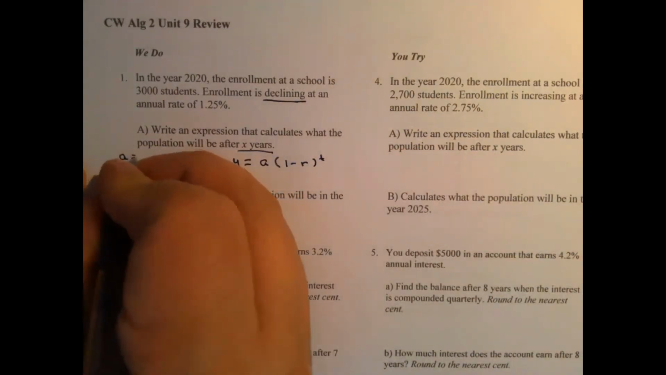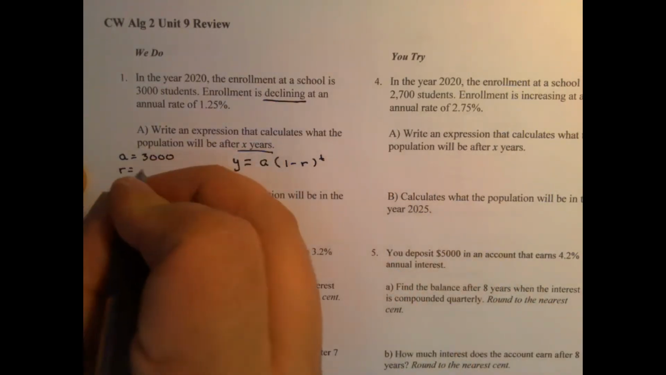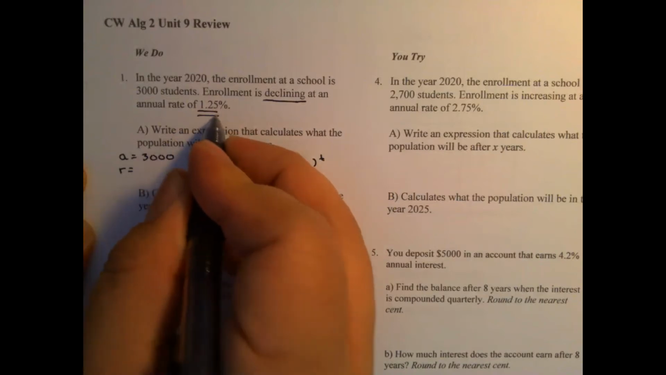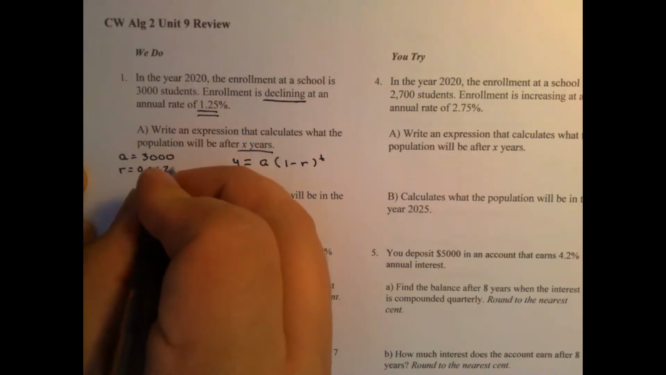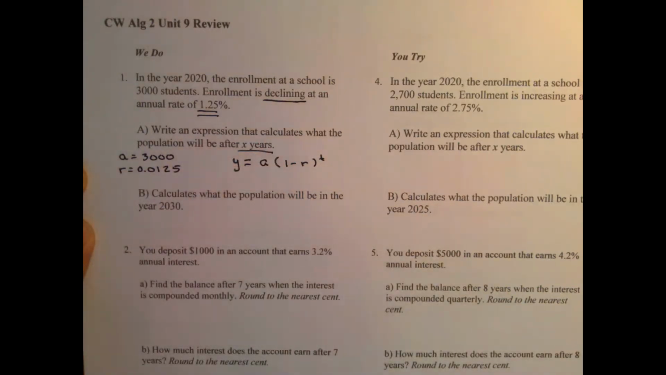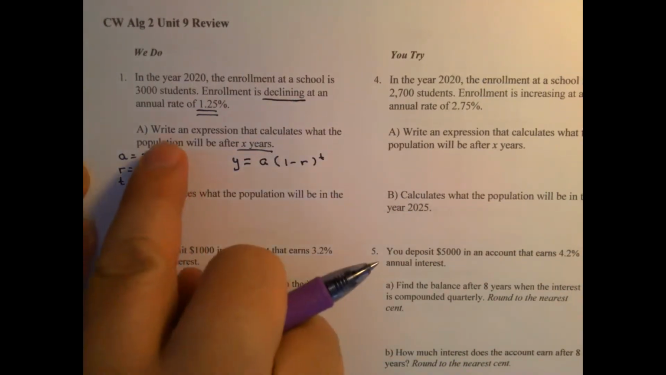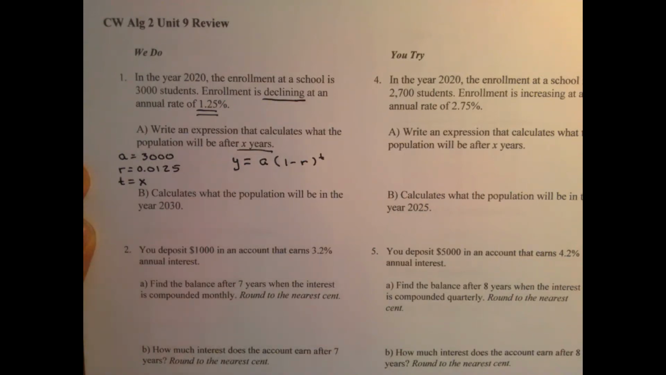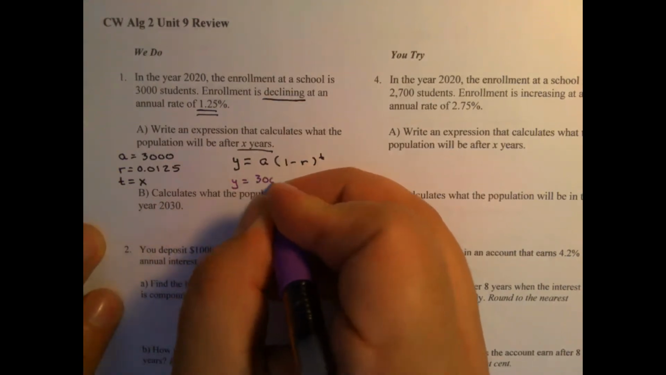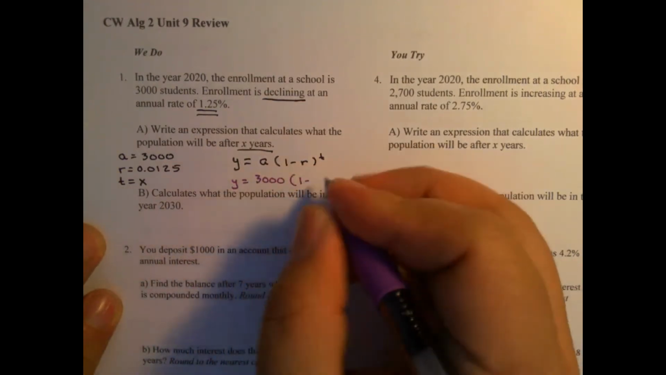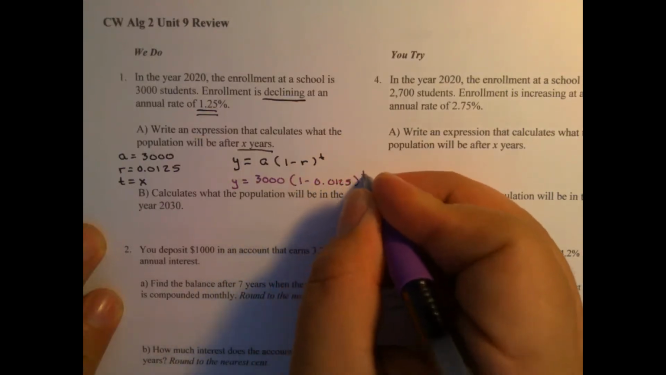Well, we already know that the initial population is 3,000. We also know that the rate is 1.25, but when we move the decimal over, yes, we're going to need 0.0125, and you have to leave everything the way it is for now. And they said instead of calling it t, they want us to call it x. The question asked to write an expression, not to solve it yet. So my answer is y equals, the a is 3,000, times 1 minus 0.0125, to the power of t.